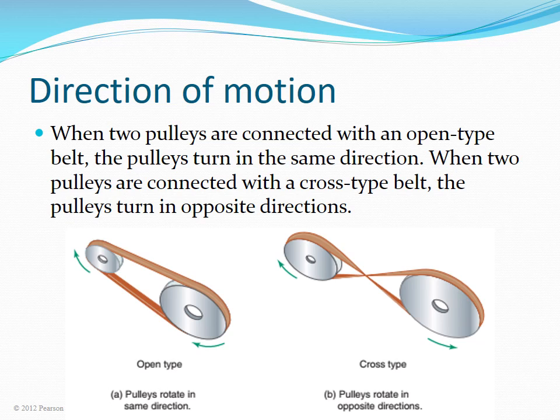When two pulleys are connected with an open-type belt, the pulleys turn in the same direction, as seen on the left. When two pulleys are connected with a cross-type belt, the pulleys turn in opposite directions, as seen on the right.